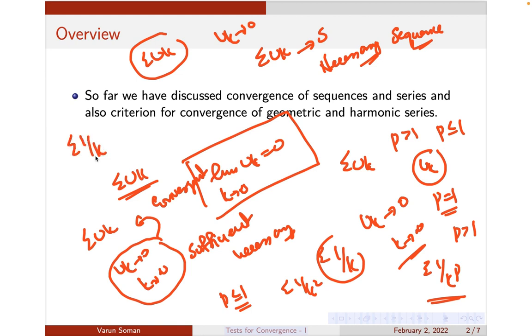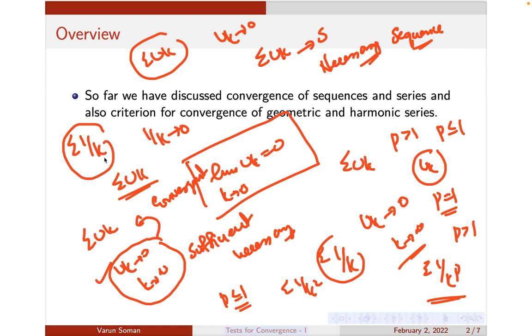Now if you look at the kth term here, the kth term here is basically 1 by k. Okay, so as k tends to infinity, what happens? This 1 by k goes to 0. Okay, so now you have a series in which uk goes to 0. Okay, but the series is still divergent.